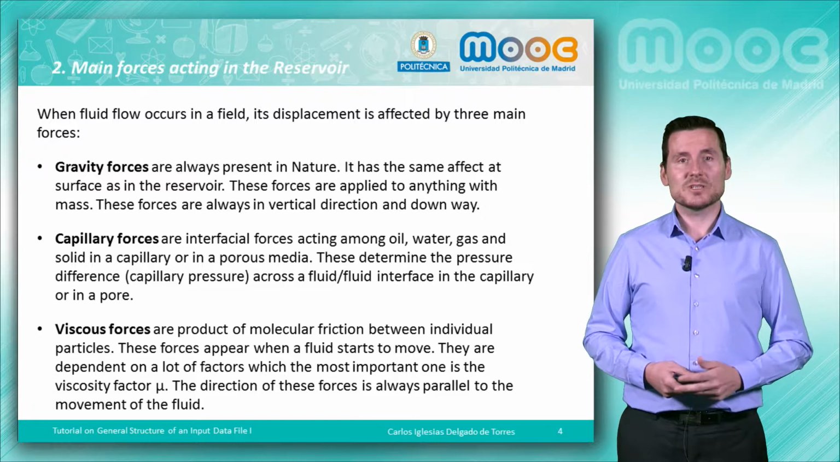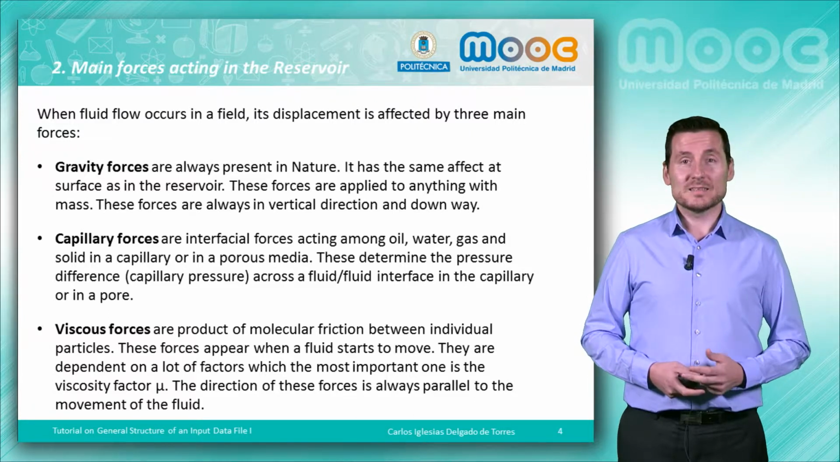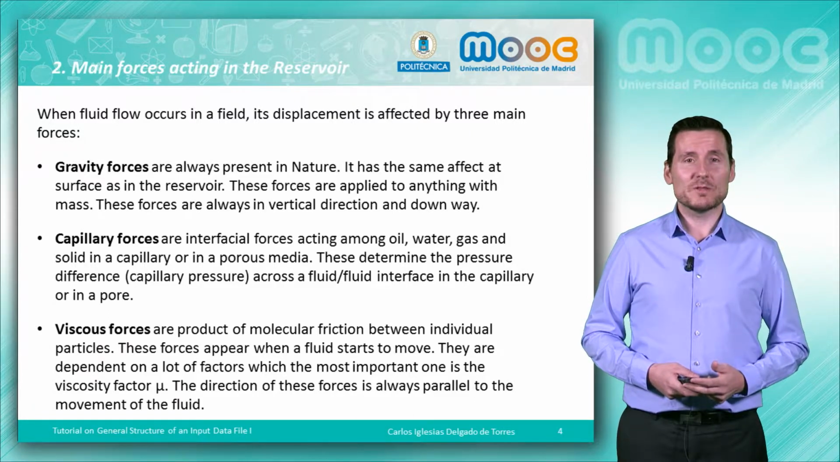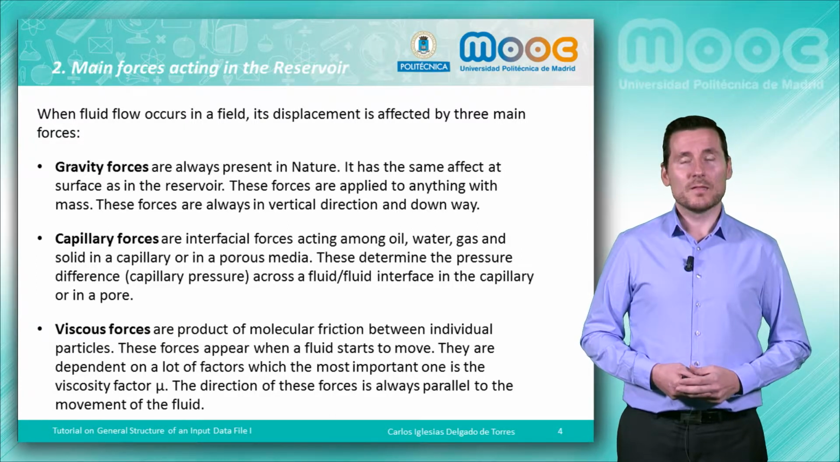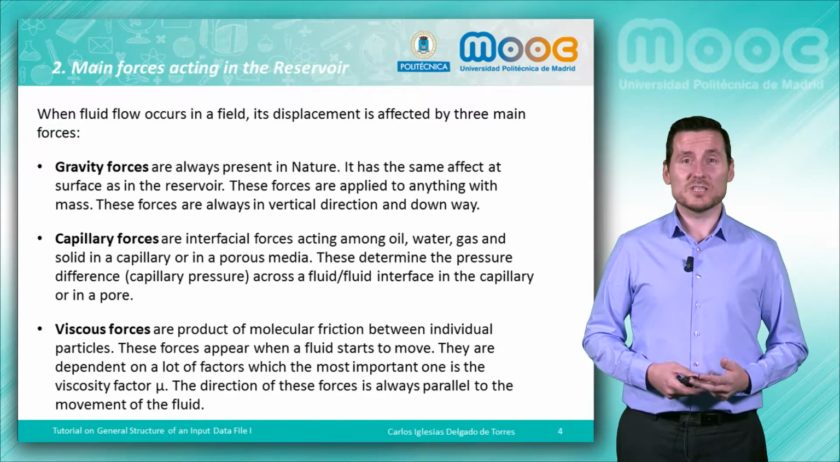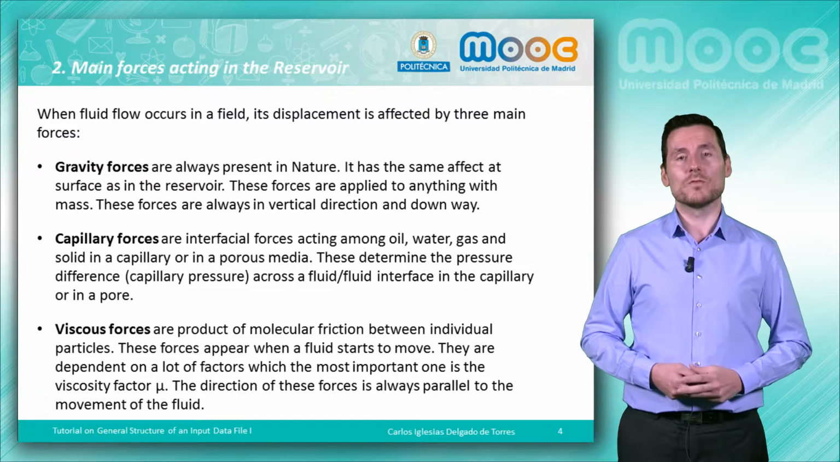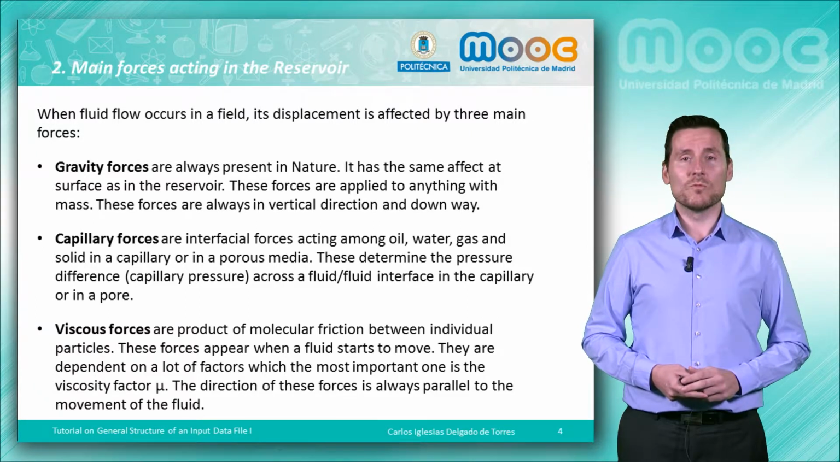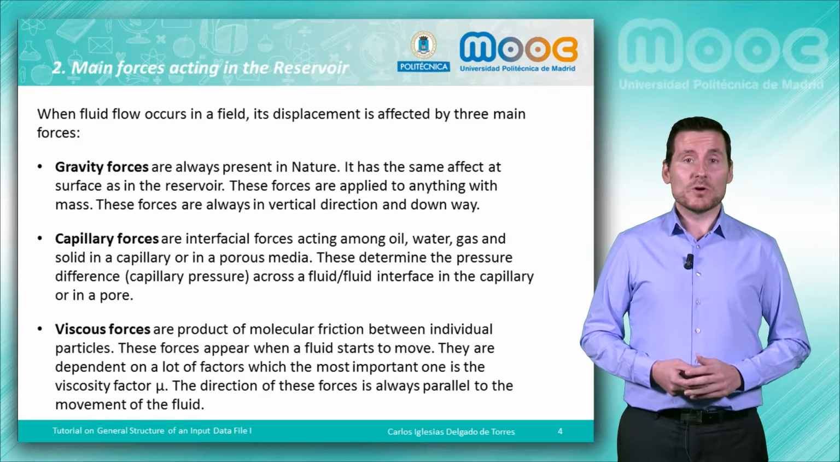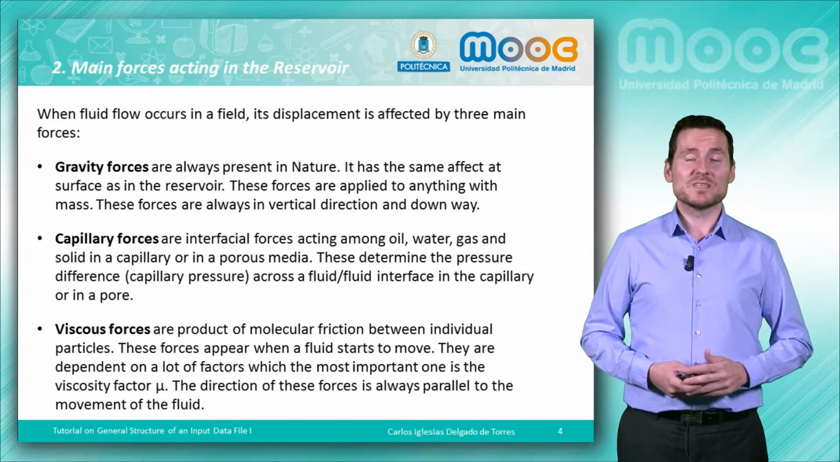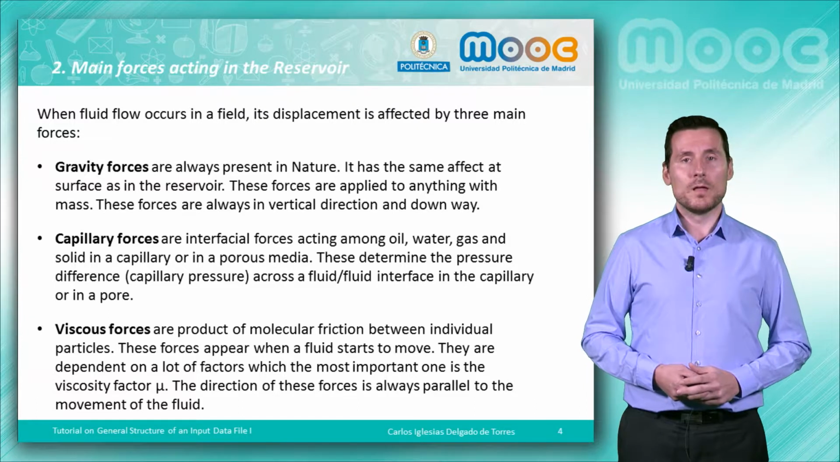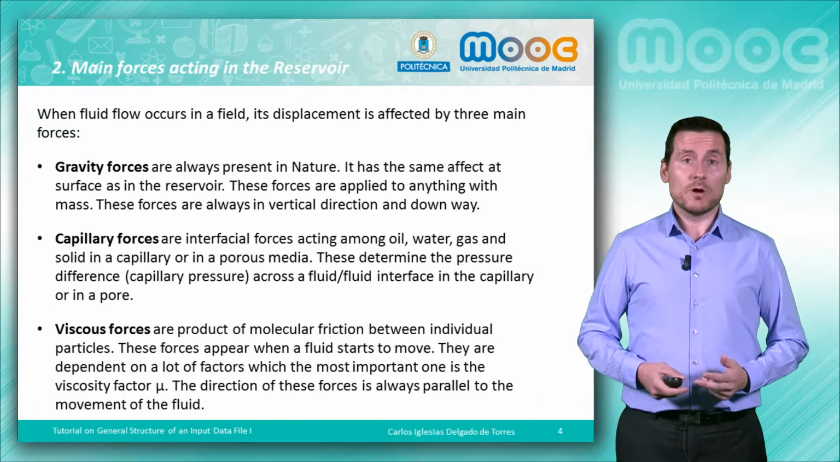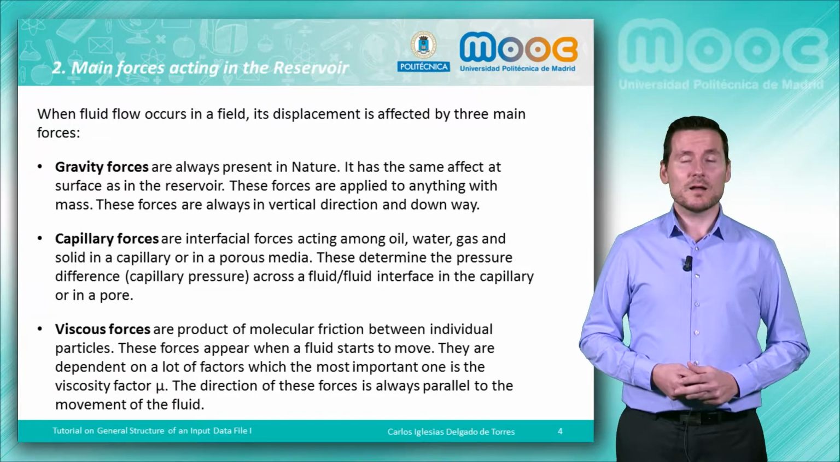The last acting force is the viscous force, and it is defined as the product of molecular friction between individual particles. This force does not exist in static conditions and only appears when the fluid starts to move. The direction of this force is always parallel to the movement of the fluid, and the most important factor of this force is the viscosity factor mu. Once we all know the main forces acting in the reservoir, let's see some examples of how these forces act.